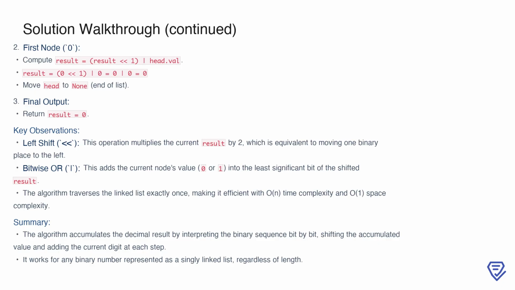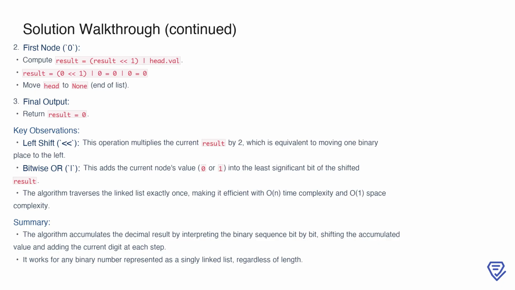This process of left shifting and applying the bitwise OR operation is the key to converting binary numbers in linked lists to decimal integers efficiently. The left shift operation multiplies the current result by 2, effectively moving the binary digits one place to the left. The bitwise OR incorporates the current node's value into the least significant bit of the shifted result. This algorithm is efficient because it traverses the linked list only once, resulting in a time complexity of O(n), where n is the number of nodes, and uses constant space, O(1).